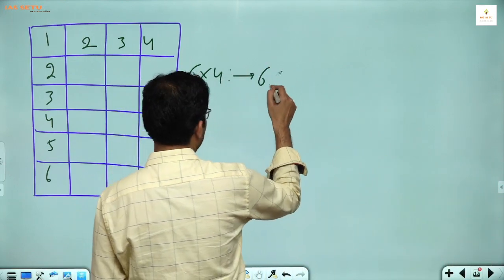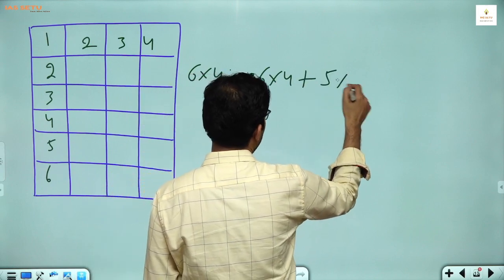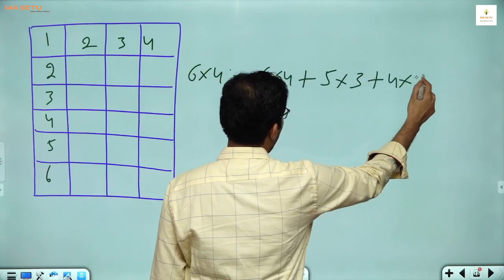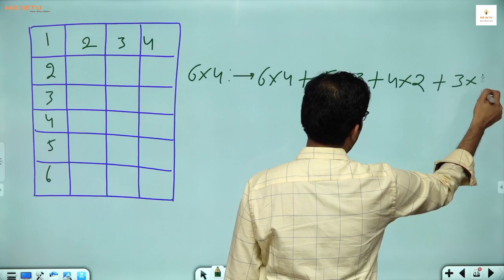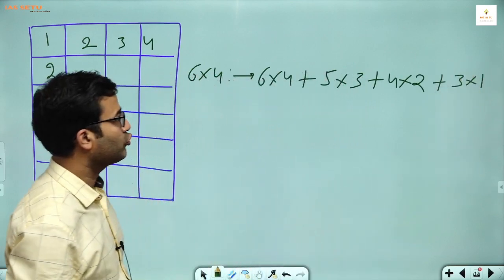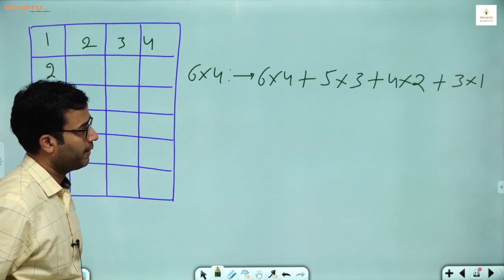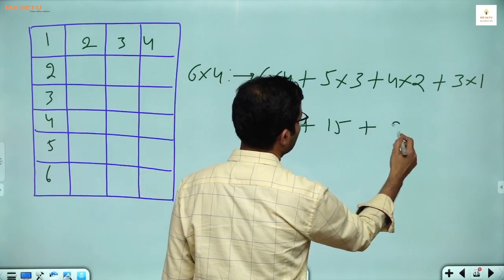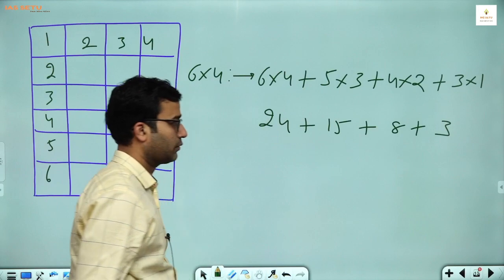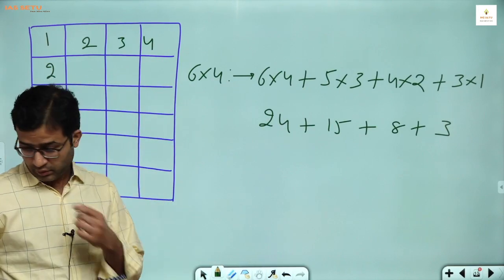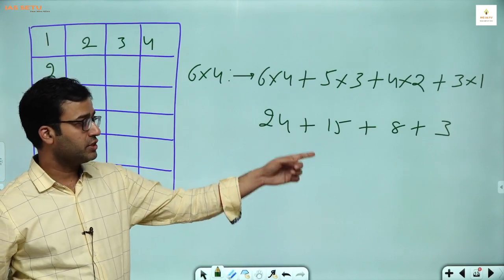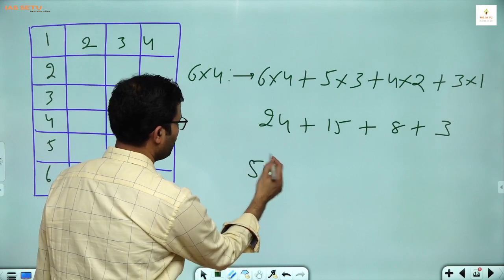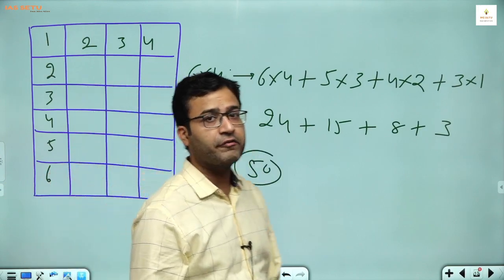So this is 6 into 4 plus 5 into 3 plus 4 into 2 plus 3 into 1 plus 2 into 0. So this is 24 plus 15 plus 8 plus 3. 39 plus 8, 47 plus 3, 50. So in the given figure we have 50 squares.